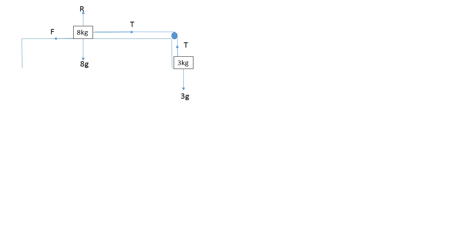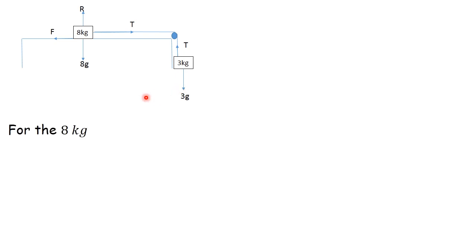So here is our illustration, showing all the forces on the system connecting the 8 kilogram mass and the 3 kilogram mass. The 8 kilogram mass has a frictional force which is opposing its motion because it's on a rough surface. Then it has the weight 8g and the normal reaction R. The string has a tension T, and the 3 kilogram mass has a weight of 3g. So let us begin resolving.